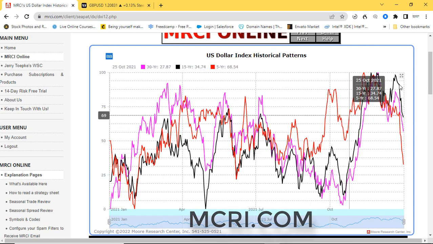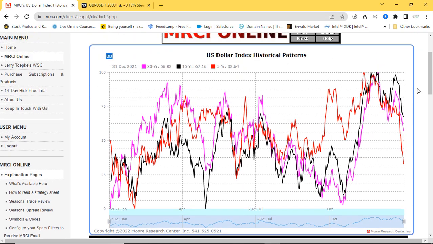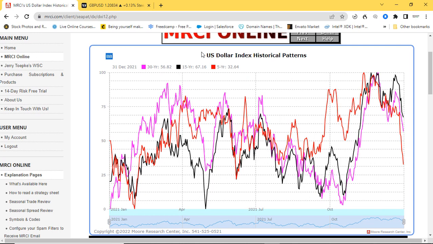So just to explain this a little bit, this is the US dollar. You can pick any one you want, but it's the US dollar historical index of historical patterns, right? As you can see, the pink is 30 years, the black is 15 years, and the red is 5 years. And it does it by quarters: January to April, April to July, July to October, and October to December. So what it shows you is the seasonal tendencies over the last 30 years, the last 15 years, and the last 5 years, for whatever you're looking at.